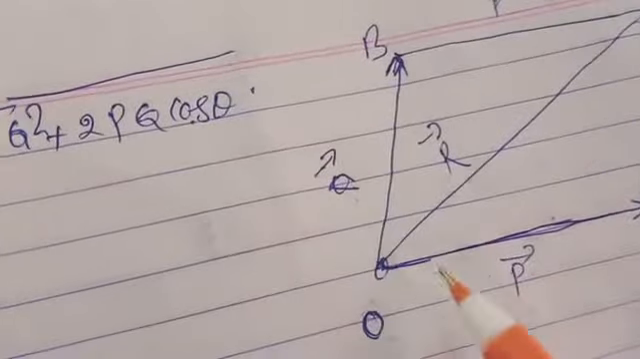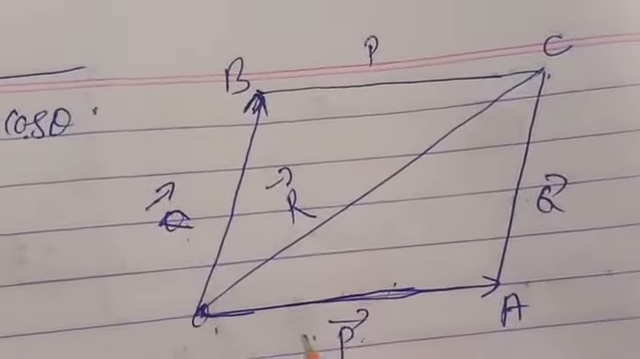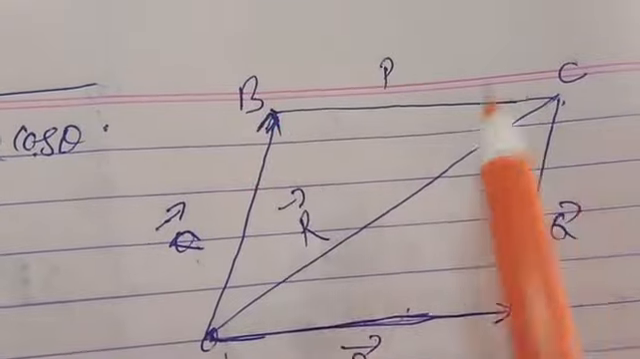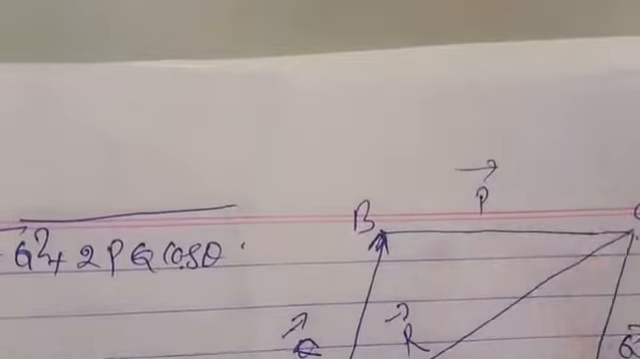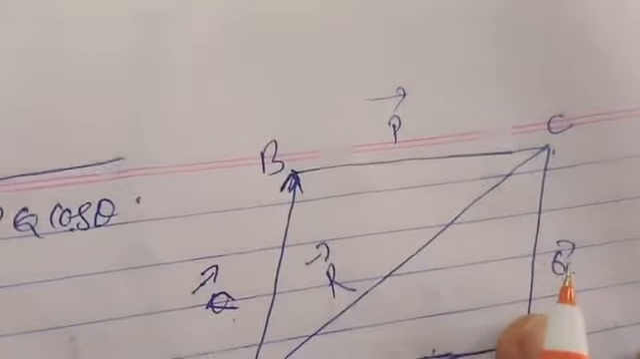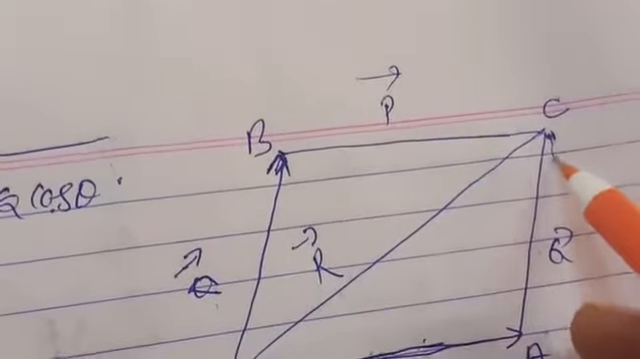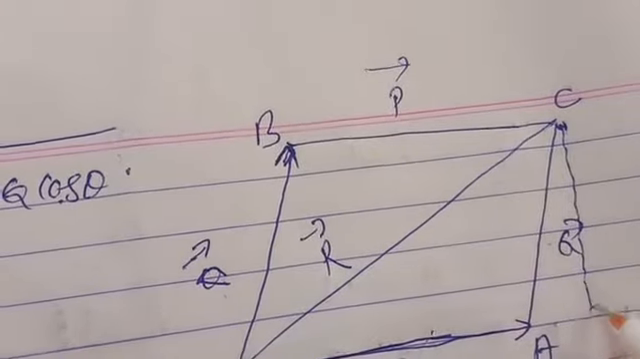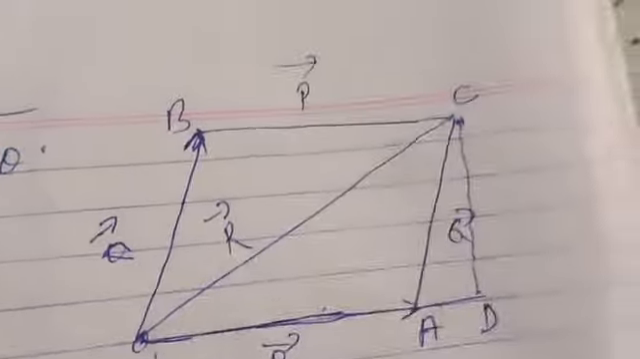Suppose two forces P and Q act at the point O, and the parallelogram of vectors is drawn by these forces P and Q. This is P, this is Q. This is a parallelogram. Now, if we draw a perpendicular from the point C, a perpendicular line from C, that is the point D. Okay?